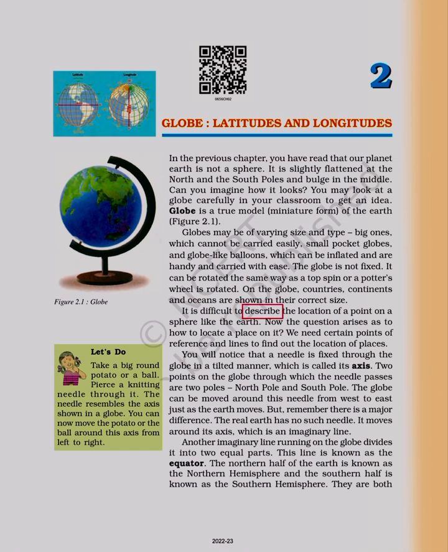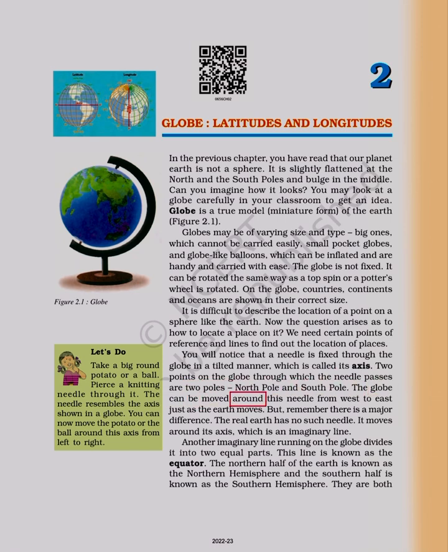It is difficult to describe the location of a point on a sphere like the Earth. Now the question arises as to how to locate a place on it. We need certain points of reference and lines to find out the location of places. You will notice that a needle is fixed through the globe in a tilted manner, which is called its axis. 2 points on the globe through which the needle passes are 2 poles: North Pole and South Pole.